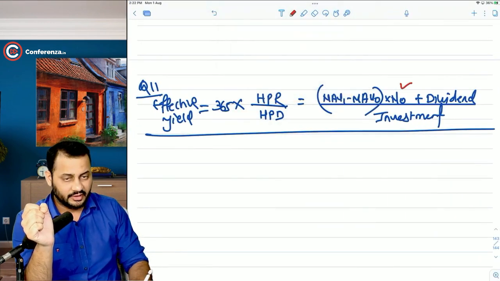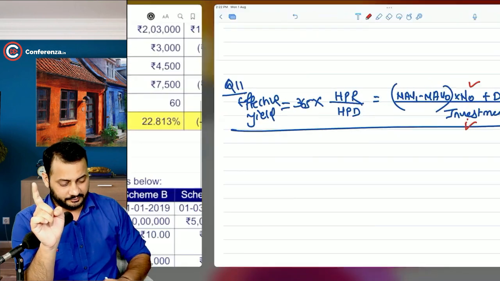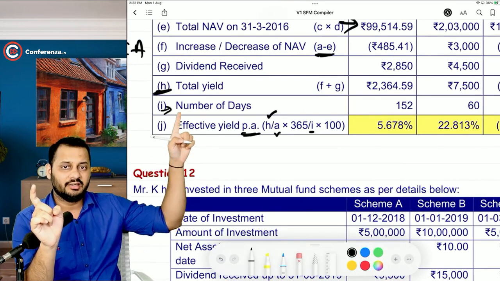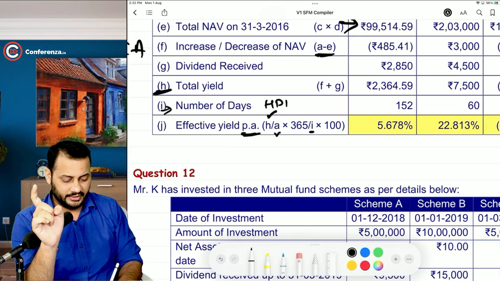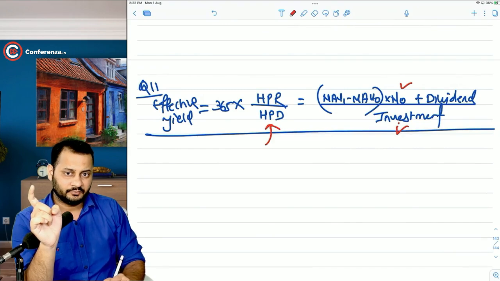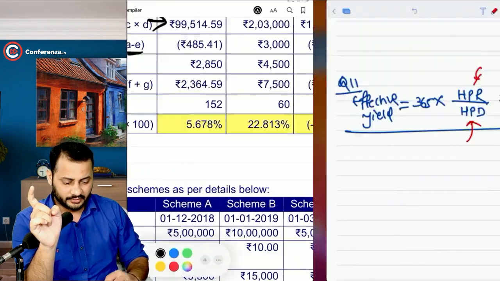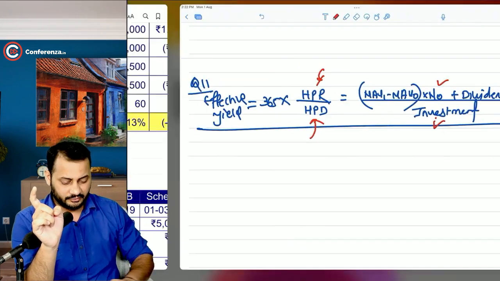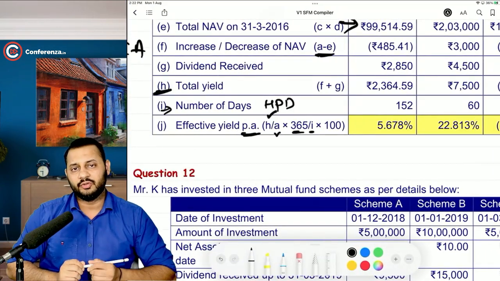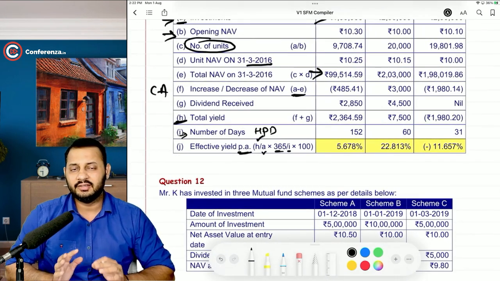See, total yield H divided by investment. This entire figure in the numerator is the total yield divided by the investment. Okay. Then divided by I. I means the number of days for which you have held the units. This is called holding period days. In the numerator, holding period return, that will automatically be calculated. Then multiplied by 365. That's it. The same formula that they have used. You can do it on your own also. There is no big deal in this question.